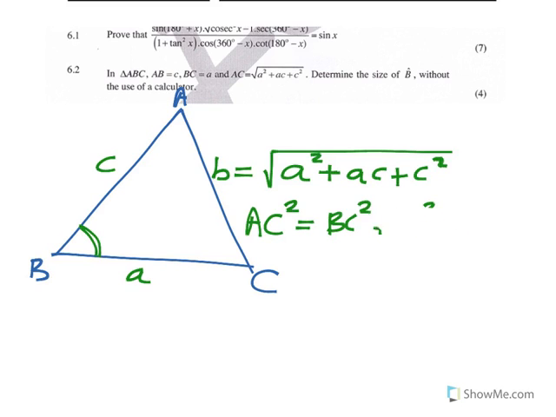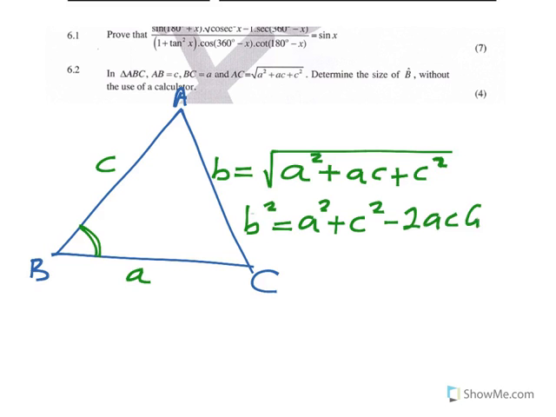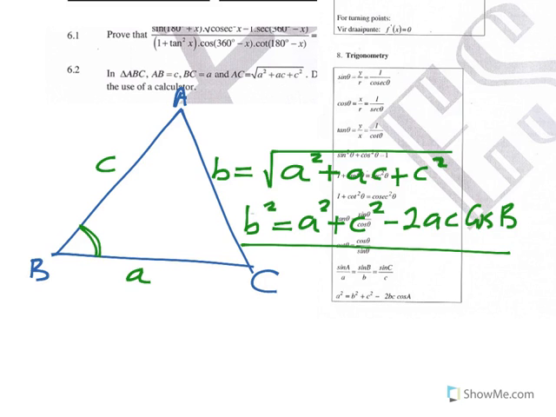Let me actually use it in a simpler version, because using A, B and the lines will confuse. So let me use the small letters. b squared is equal to a squared plus c squared minus 2ac cos B. Where am I getting this from? Let me show you the formulas.